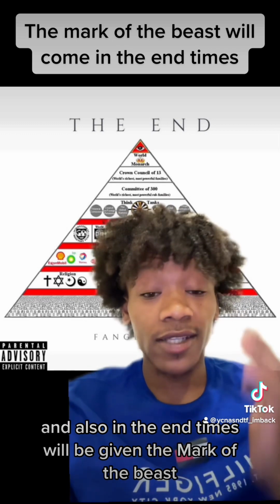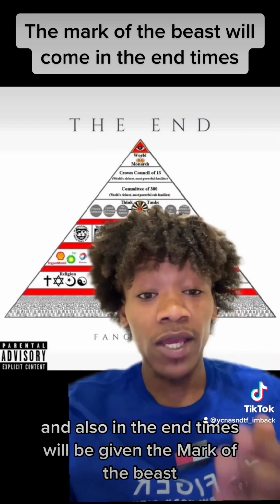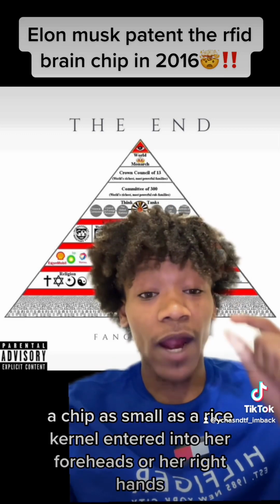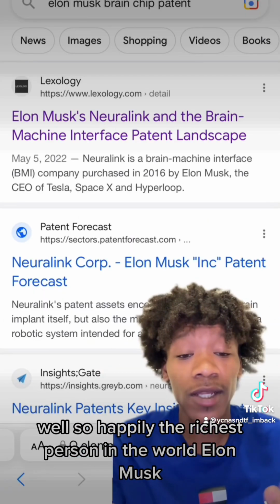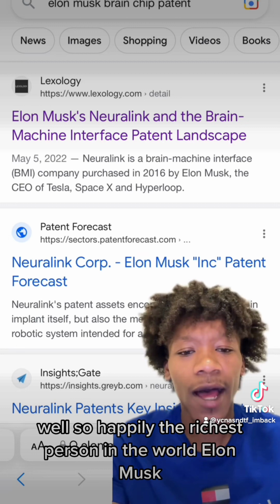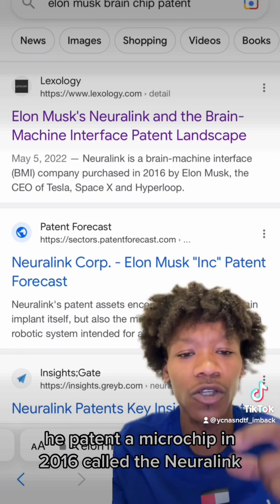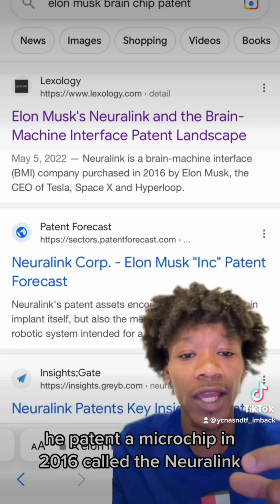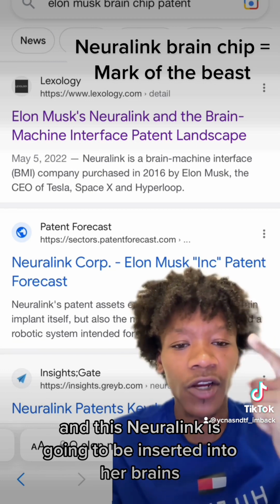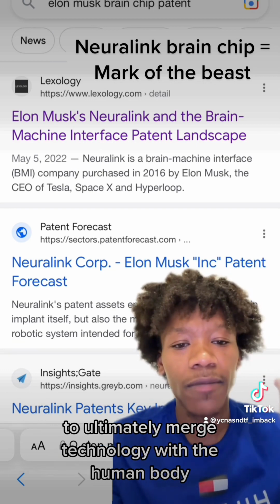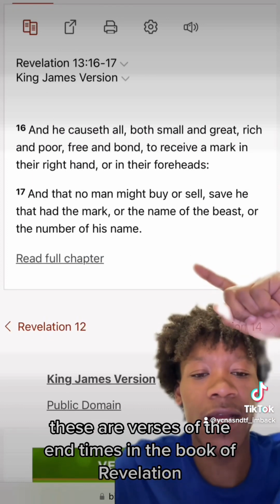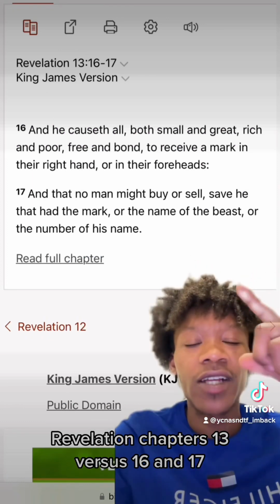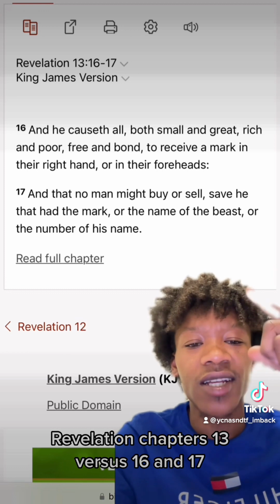And also in the end times, we'll be given the mark of the beast, a chip as small as a rice kernel entered into our foreheads or our right hands. Well, so happily, the richest person in the world, Elon Musk, patented a microchip in 2016 called the Neuralink. And this Neuralink is going to be inserted into our brains to ultimately merge technology with the human body. These are verses of the end times in the book of Revelation. Revelation chapter 13, verses 16 and 17.